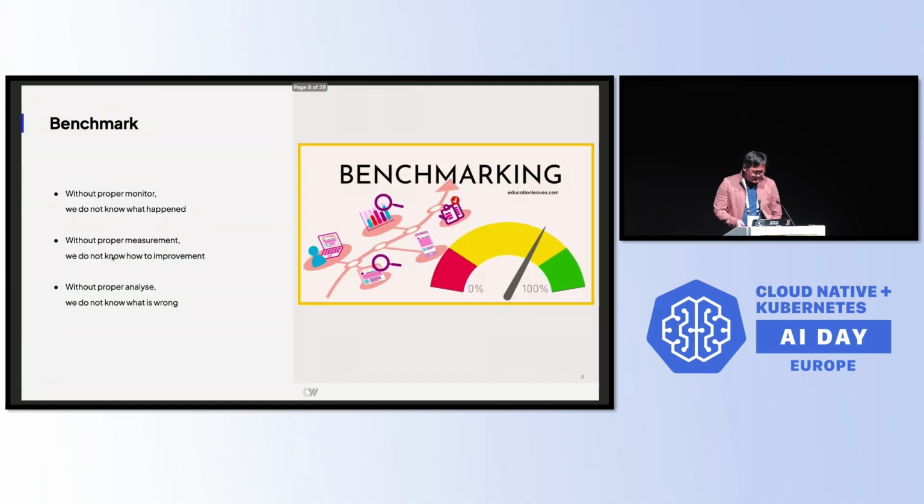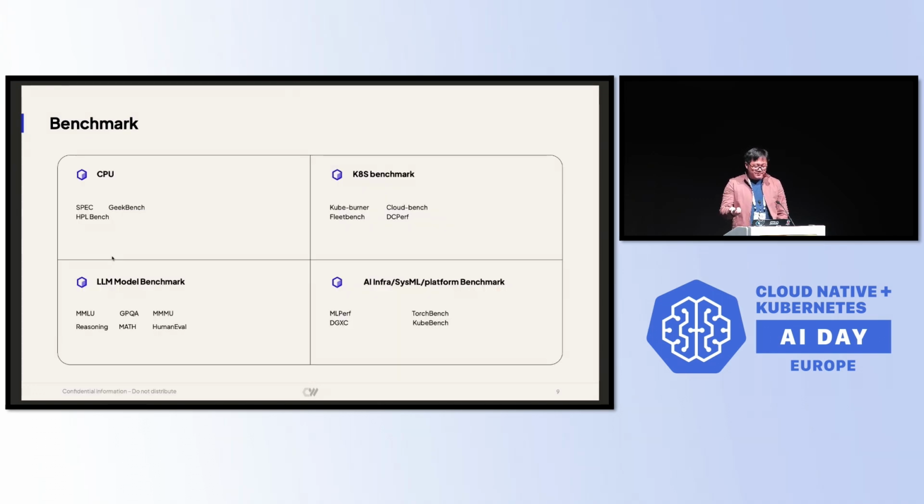Benchmark. I think we don't need to talk too much about the importance of benchmarking. We need proper monitoring, measurement, and analysis to get an efficient, stable cluster. But even for that, there are so many benchmarks outside. CPU benchmarks like SPEC, and Kubernetes benchmarks just for Kubernetes itself. And there's the famous LLM model benchmark. All the SOTA models go through this kind of benchmark to prove how good they are. But our focus, again, is on AI infrastructure, system, machine learning, or platform benchmarks. We focus on the system itself, the AI infrastructure itself.